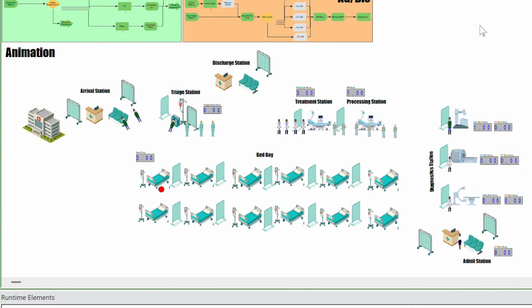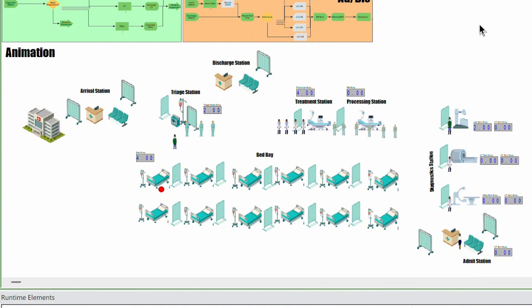Next, the patient moves to the diagnostic station. This part of the animation includes lab, CT scan, and X-ray areas. The patient goes through the decisions that determine whether they need each test. Each diagnostic area has 1 technician. And in the animation, we can see these technicians are busy, like the other resources. The busy counters beside each diagnostic machine make this even more obvious.